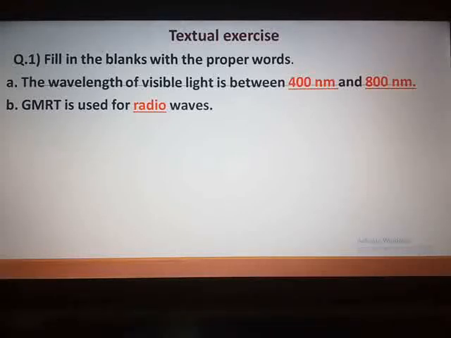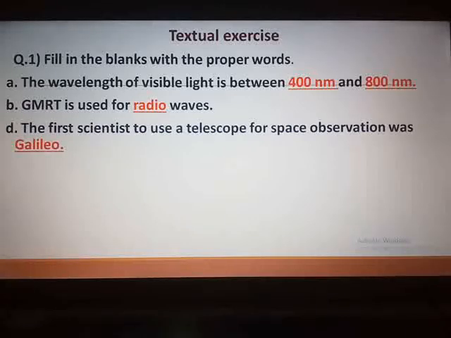So we move to D. Next one. The first scientist to use a telescope for space observation was Galileo. Again, E is omitted because it is also based on the reduced part of the syllabus. The biggest optical telescope in India is situated at dash. Same page number 213, the green colored block about the Hubble telescope. They have removed it from the syllabus. So whatever part is removed from the syllabus, no questions should be asked on that part. So from question number 1, C and E are omitted.